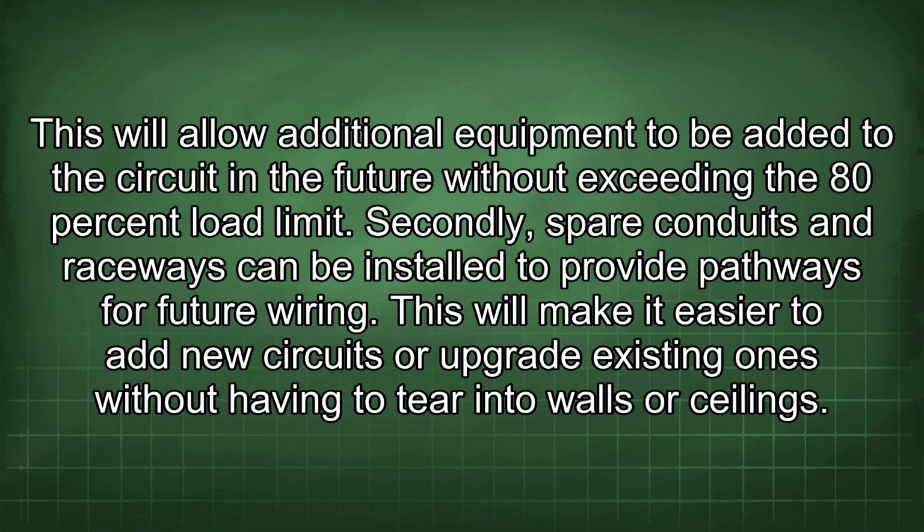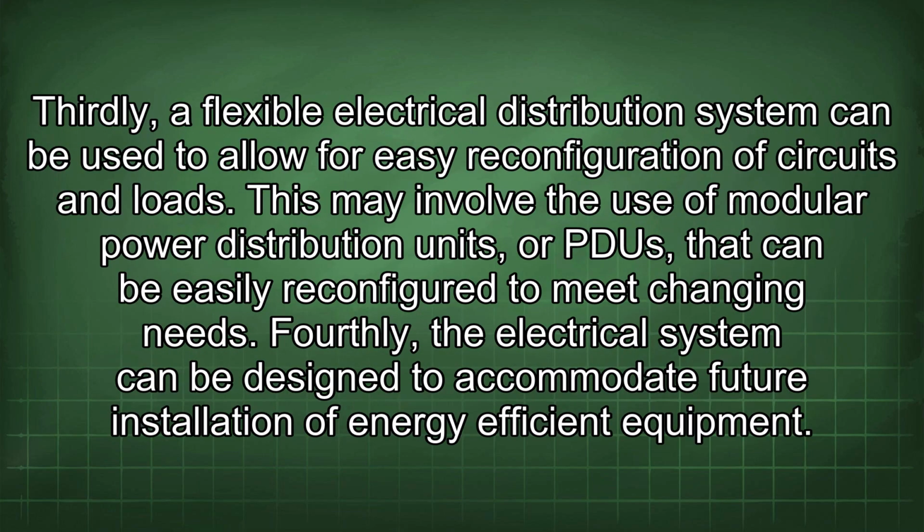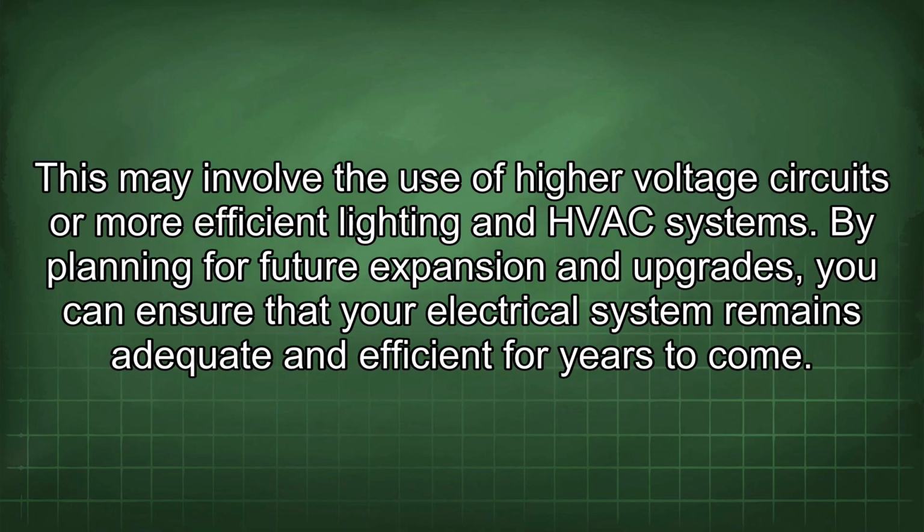Secondly, spare conduits and raceways can be installed to provide pathways for future wiring. This will make it easier to add new circuits or upgrade existing ones without having to tear into walls or ceilings. Thirdly, a flexible electrical distribution system can be used to allow for easy reconfiguration of circuits and loads. This may involve the use of modular power distribution units, or PDUs, that can be easily reconfigured to meet changing needs. Fourthly, the electrical system can be designed to accommodate future installation of energy-efficient equipment. This may involve the use of higher voltage circuits or more efficient lighting and HVAC systems.